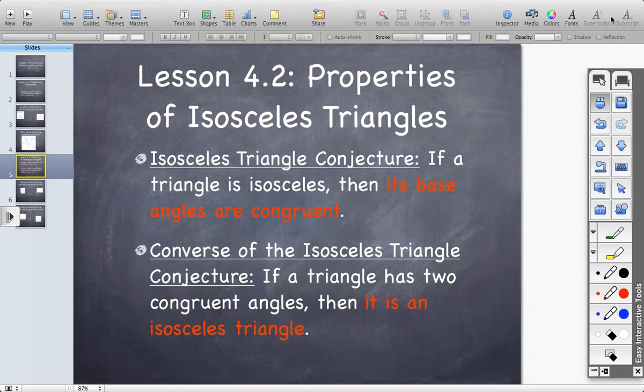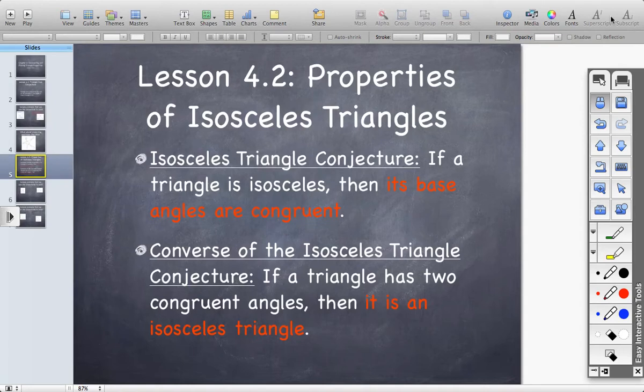Right, we're going to move on to lesson 4.2 on properties of isosceles triangles. So the two conjectures that we discovered in class, the first one was the isosceles triangle conjecture, which says if a triangle is isosceles, then its base angles are congruent.